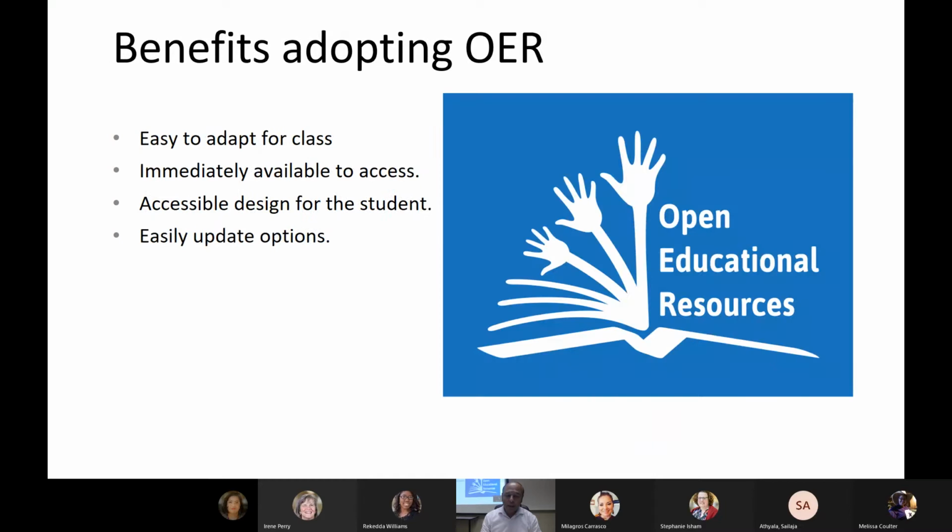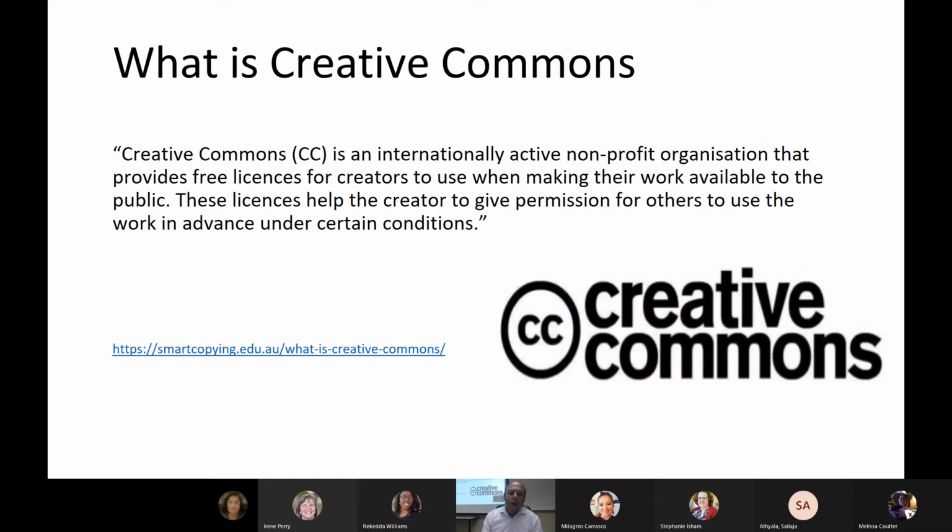A few other benefits of adopting OER: it is easy to adapt for class. For example, if you get some courseware, I can show you later the practical courseware and the free textbook. The benefits include that it is easy to adapt for class, immediately available to access, has accessible design for students, and has easy update options. So that's a little bit about open educational resources.